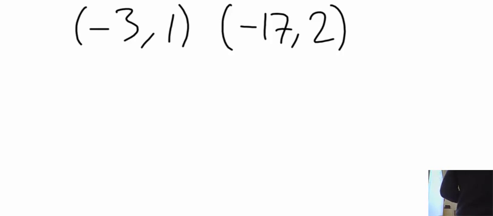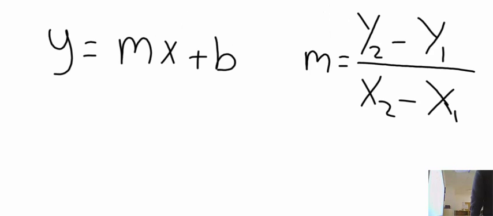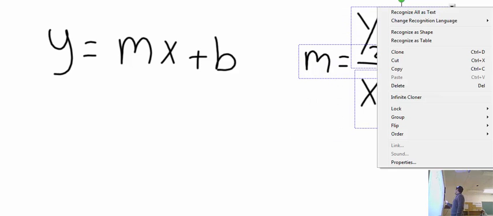So we got 2 points here. Given the 2 points, we're going to use this information and find out the slope, and find out the y-intercept, and create the equation. We're going to find out the equation from the 2 points that's given. So the formula is to find out the slope. We need the slope first.